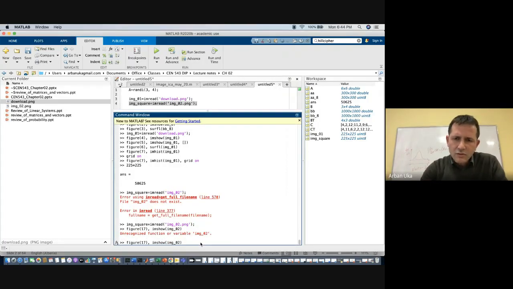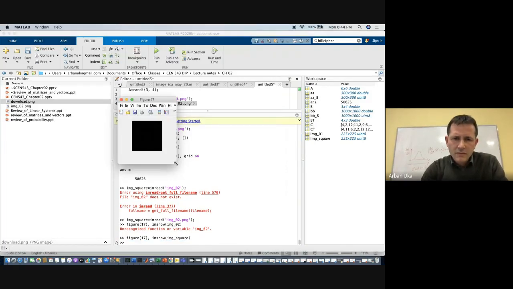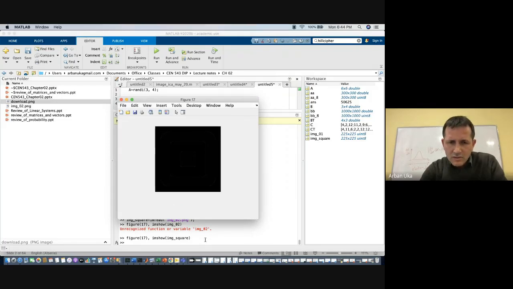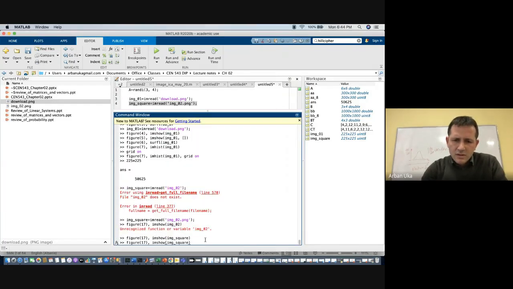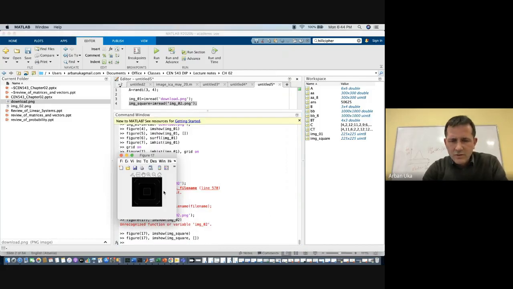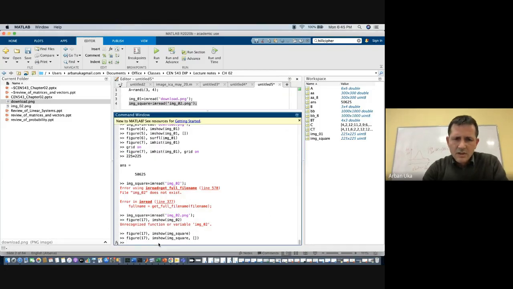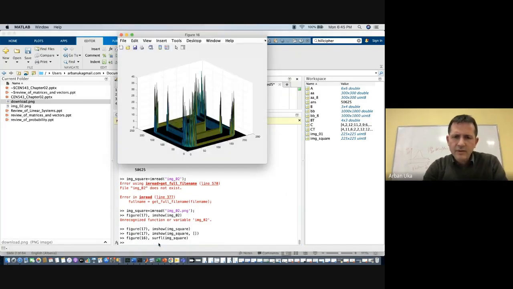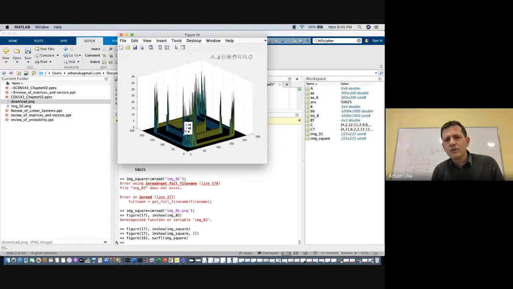Okay, there is no image 02. This is IMG square. And again, it looks like this IMG square is not good for human perception. Apparently we can just see the edges. And now we can also do this figure 6 and have here figure 16, so that we can differentiate them. This is IMG square. And it looks like the maximum value of the pixel intensity is something in the order of 35 out of a possible 255, or out of a possible 256.